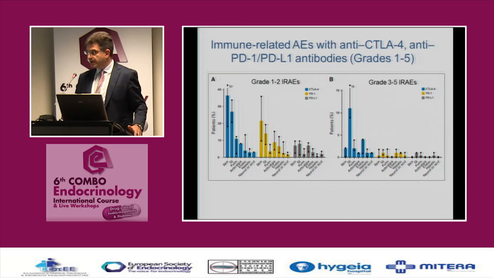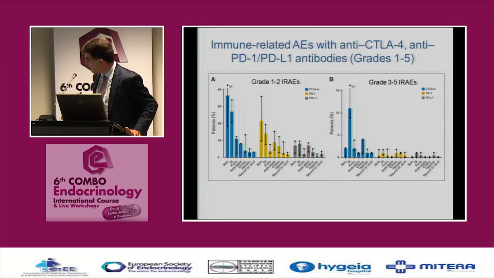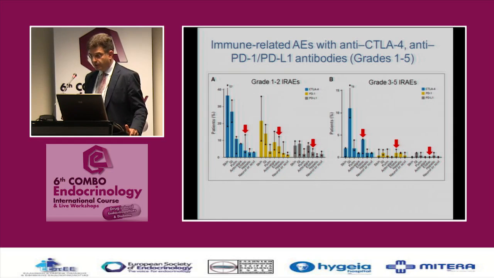It's not only the endocrine system that is involved. As you can see here, nearly all systems in the body can be affected by immune-related adverse effects. The most common are probably the skin and the GI tract, but also patients can develop pneumonitis, arthralgia, etc. With the red arrows, you can see the prevalence of endocrine side effects.